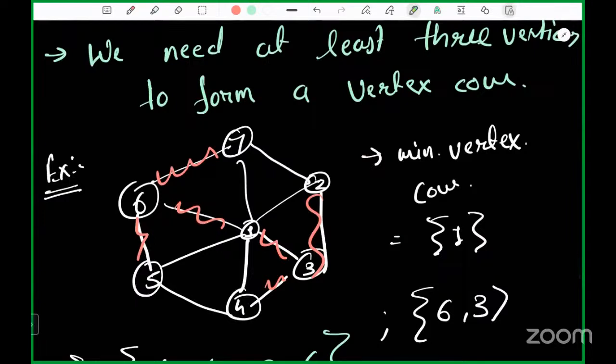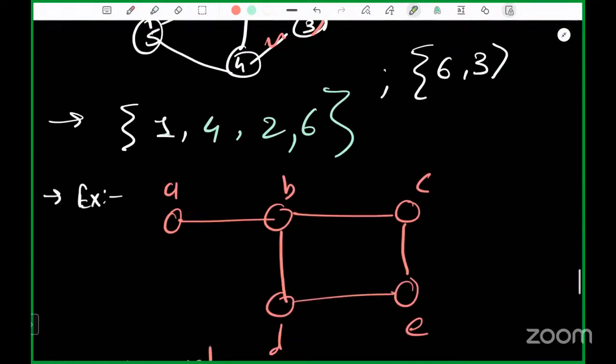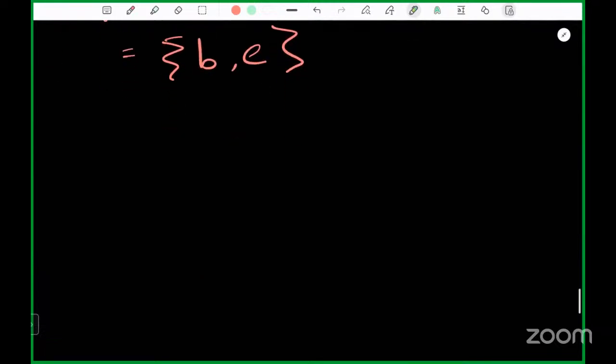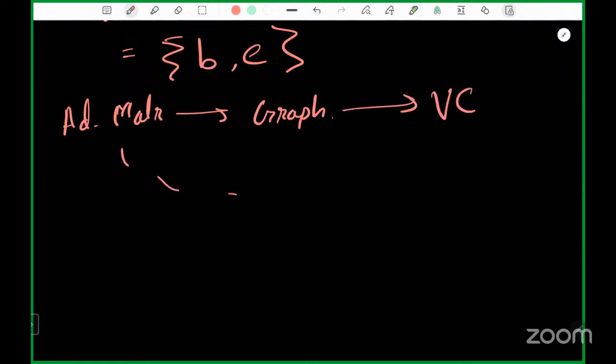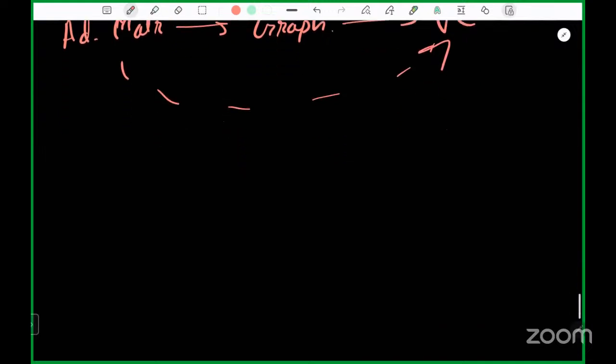Yes, ma'am. If an adjacency matrix is given, is it possible to find the vertex cover? Yes, it is possible, but you have to create the graph using the adjacency matrix and then go for the vertex cover. Directly from the adjacency matrix, it's a little tough to find a vertex cover. From the adjacency matrix you can create a graph easily: just consider the vertices and put edges wherever there are ones. Then using the graph, you can find the vertex cover. Directly, it's a little tough, and you may miss some of the vertices. Okay. Now let's go to the second topic, which is independent set.